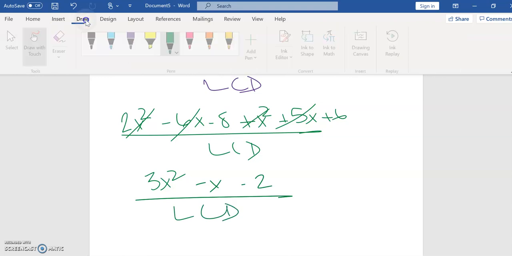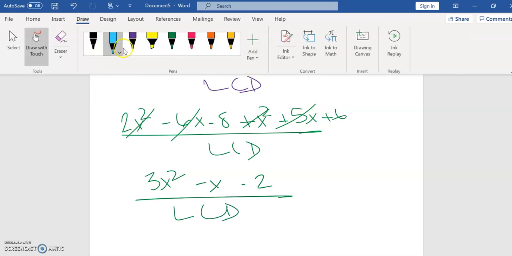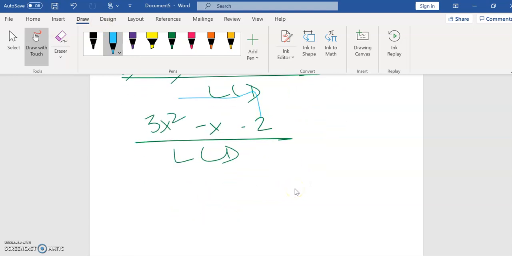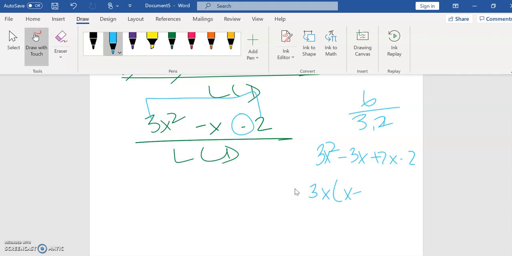Now the question is, can I reduce? So I'm going to factor the top. So that's a 6. I need the pair that subtracts to 1. So I have, let's see here, I've got 3x squared minus 3x, that's a 2, plus 2x minus 2. So take a 3x out of this, and then x minus 1. Take a 2 out of here, x minus 1.